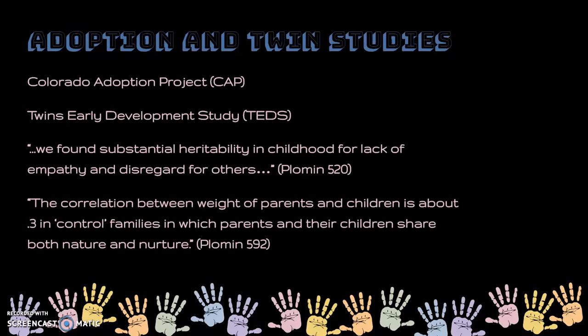An adopted child can only be so much like their biological parent due to the genes they share and due to their non-shared environments. Identical twins may be about 100% genetically identical, but they still don't share the exact same environment. And so they found substantial heritability in childhood for lack of empathy and disregard for others, and they also found correlations in weight. I thought this was pretty interesting.